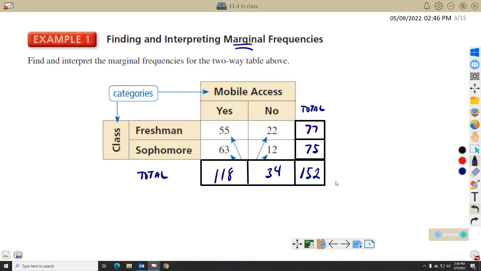All right, so those are marginal frequencies. Remember, take good notes. These are joint frequencies. Those are joint frequencies. And these are marginal frequencies. Label them. I didn't write them down. You write them down.